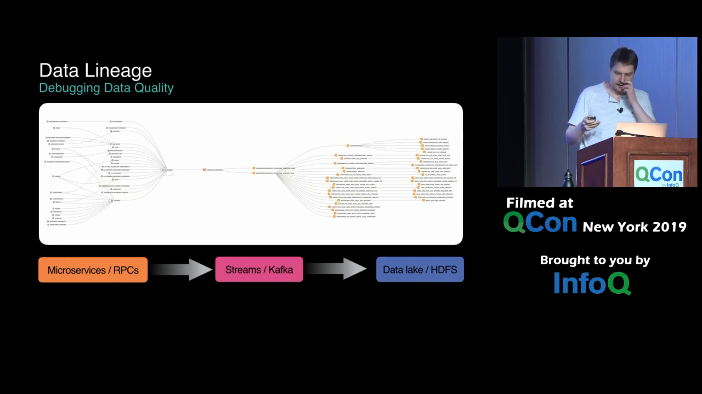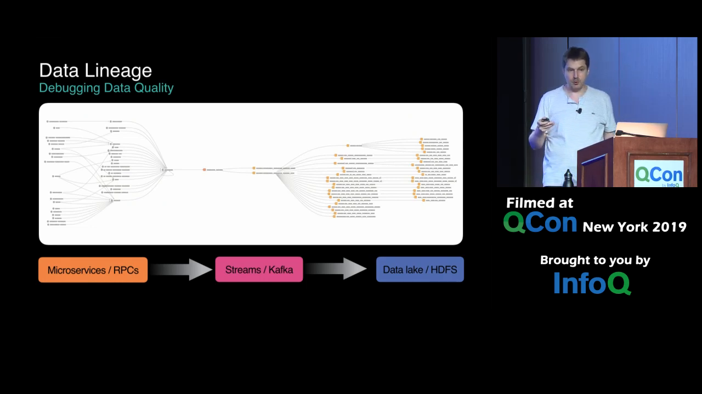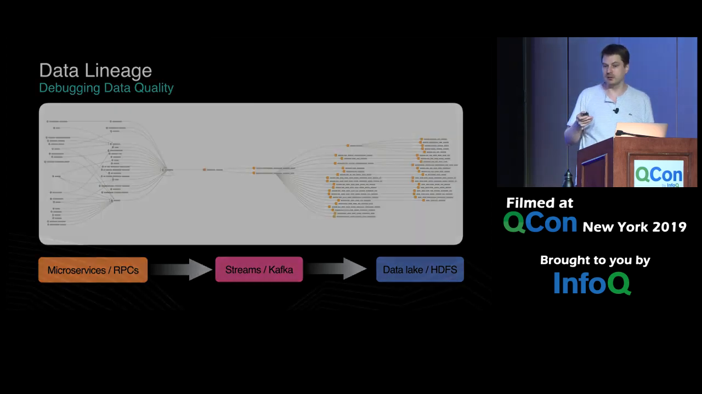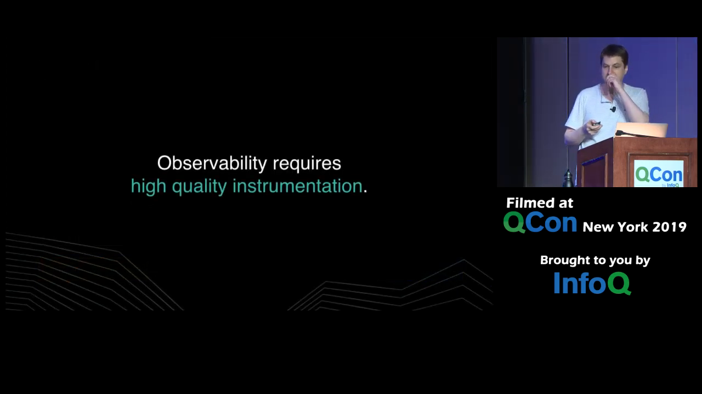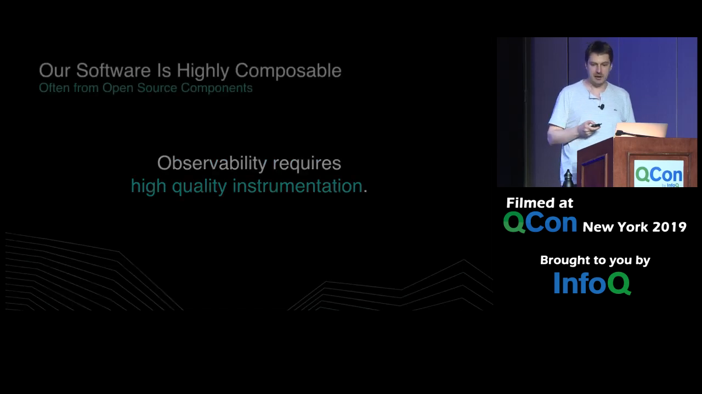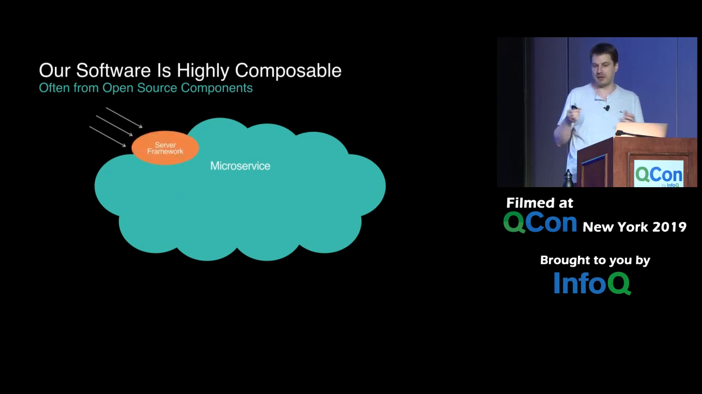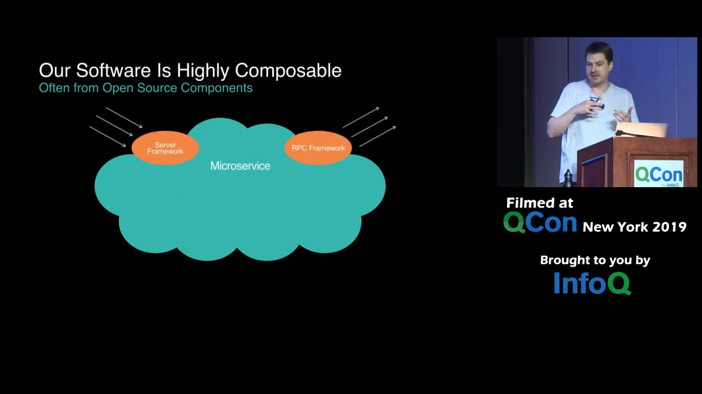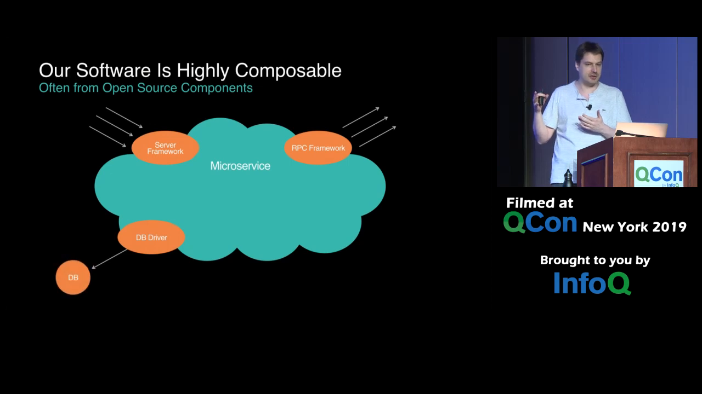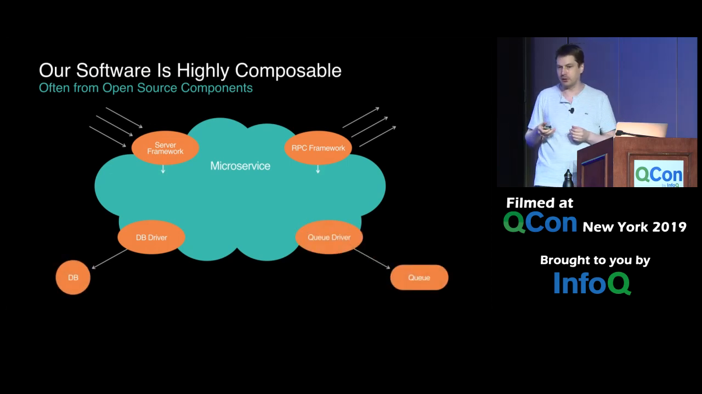And just to close this quickly, all of this is only possible if we have very high quality instrumentation in the systems. And instrumentation is actually the hardest part of tracing. Getting it in there and collecting data is hard. Building tools is the easy part. And today, all our software is very highly composable. We tend to use a lot of open source frameworks in our applications. So if you have a microservice, you probably have some server framework that you use. You have some RPC framework to make calls downstream, some database drivers, some message drivers.